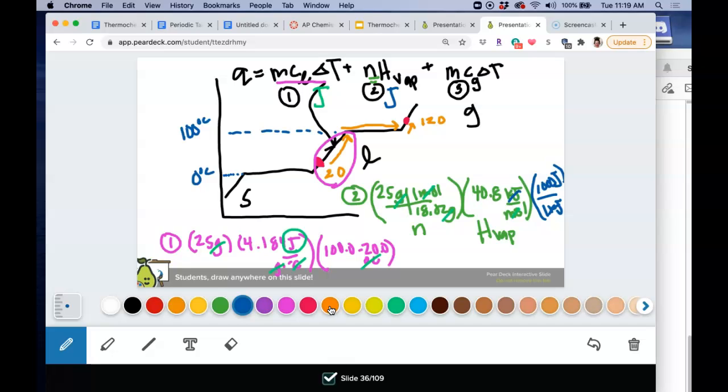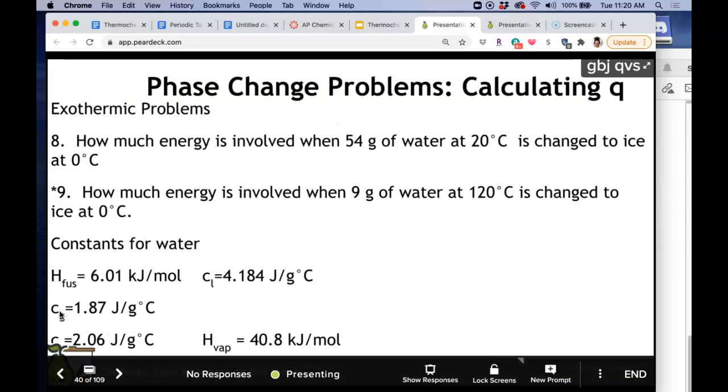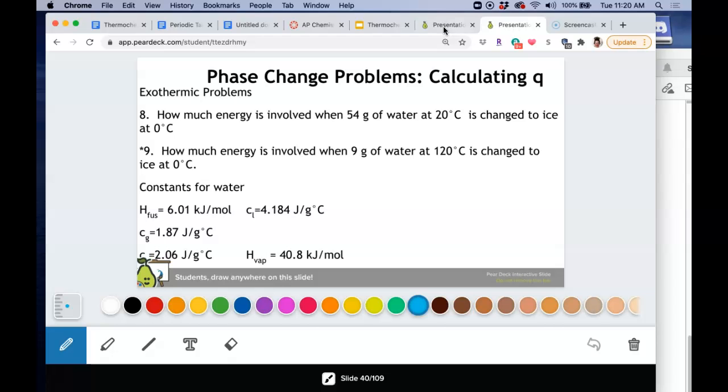Let's see, what color shall I do that in? Let's do it in green. So this is mcΔT. So number 3. Oh, I don't want to do orange. So the mass is still 25 grams. Now, this is the specific heat of water as a gas. So if you go back to my constants, which you don't have to memorize, the specific heat of water, these are all for water, as a gas, is 1.87 joules per gram degrees Celsius.